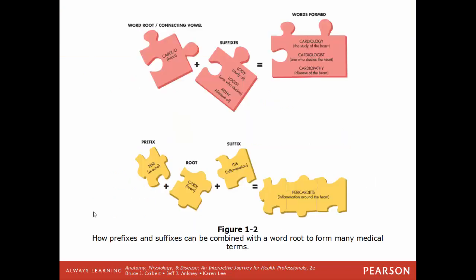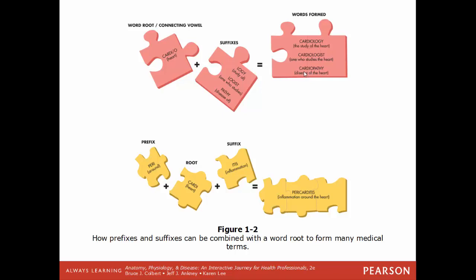And you can think of this as really like a jigsaw puzzle. You're adding piece to piece to piece till you get a final completed term. Say we're talking about the term cardiology. Well, the word root, cardio, or cardi, is reference to heart. The ending, or the suffix, ology, or logi, means the study of. So cardiology literally translates into the study of the heart. Cardiopathy.